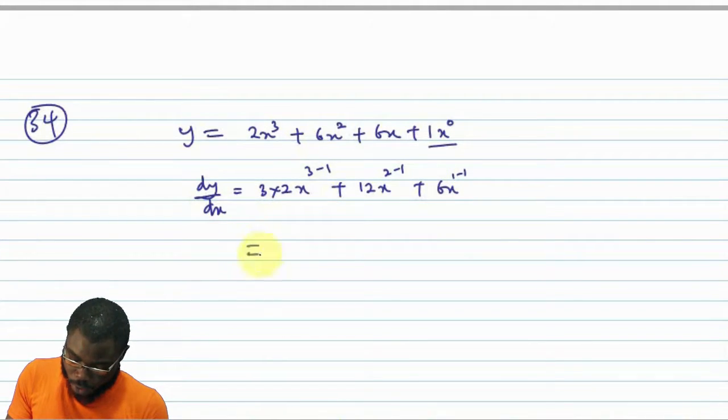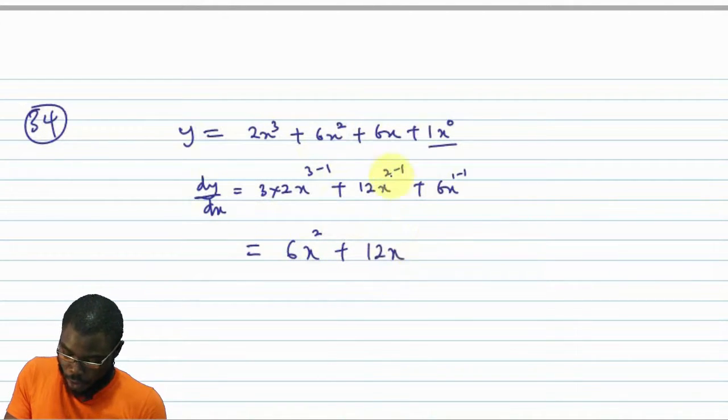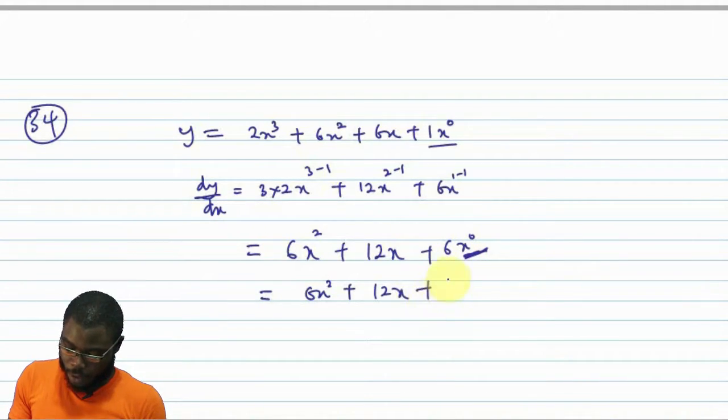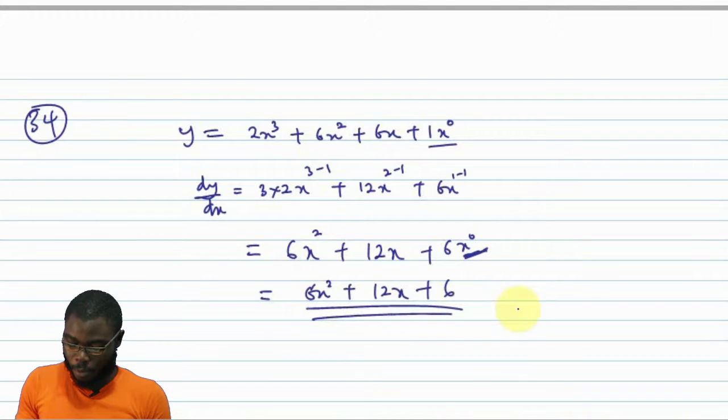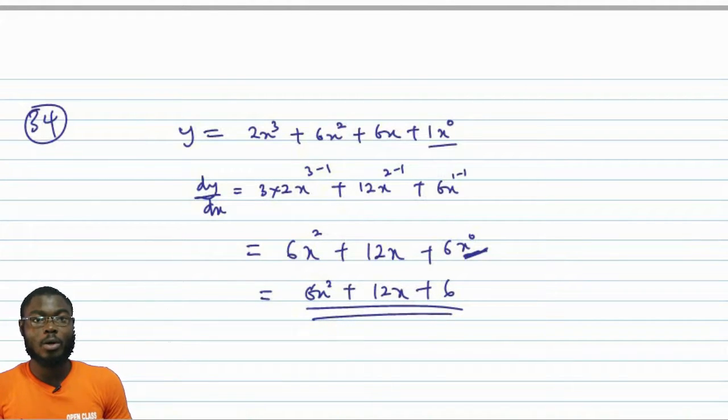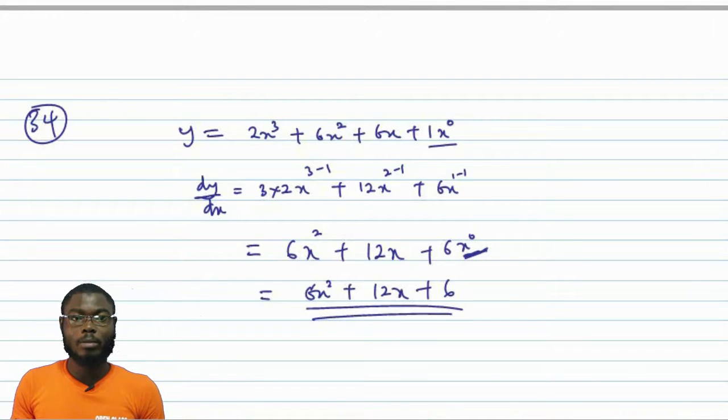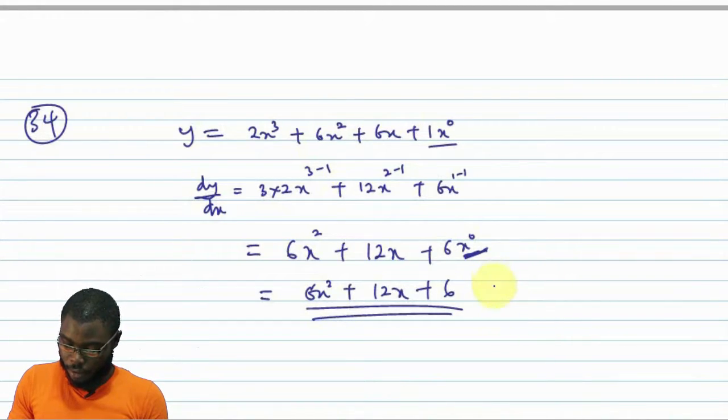So this is equal to 6x squared plus 12x to the power 2 minus 1, plus 6x to the power 1 minus 1. So you have 6x raised to the power 0. So this is equal to 6x squared plus 12x. Any number raised to the power 0 apart from 0 is 1. So 1 times 6 is 6. So we have this plus 6. So this is the answer, 6x squared plus 12x plus 6. So if you look at your options, C is your answer.